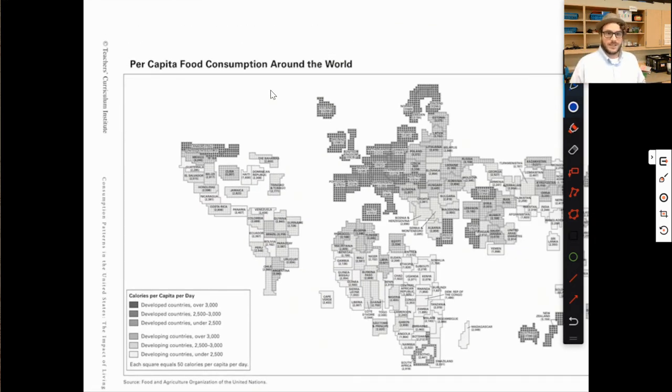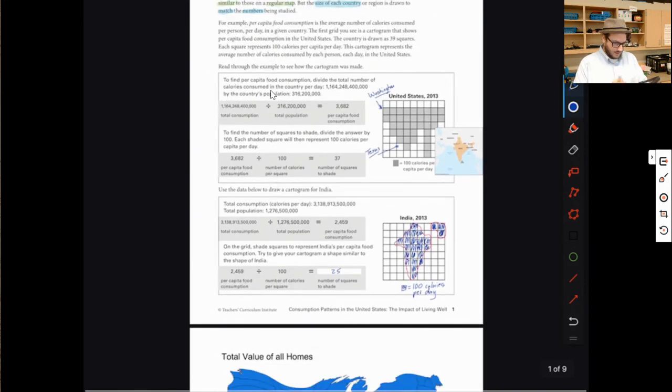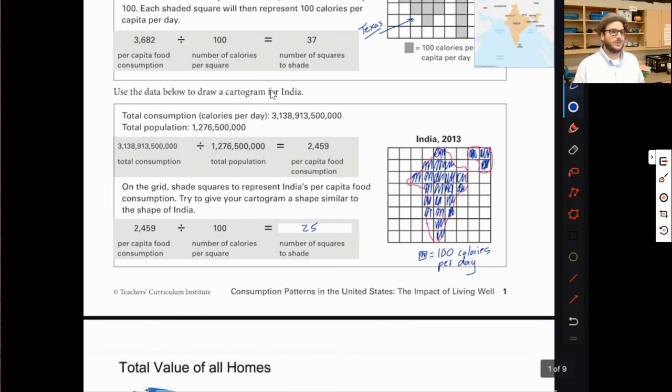All right, that's pretty much it. As long as you have gotten this cartogram filled out and you're good to go on cartograms, then you can continue on with the lesson. See you.